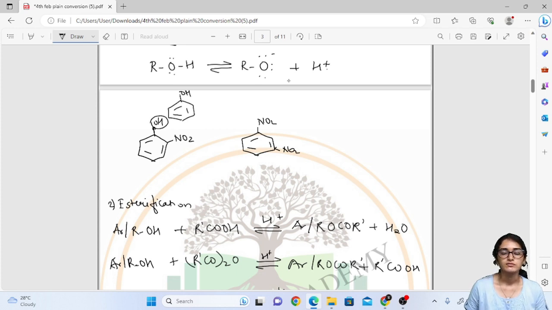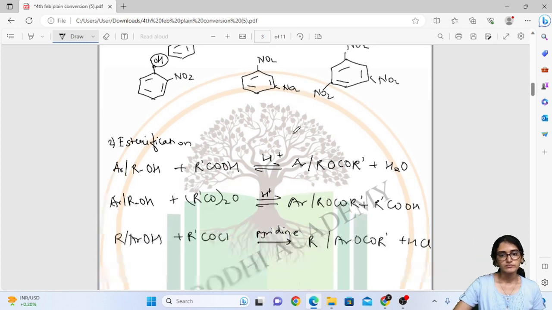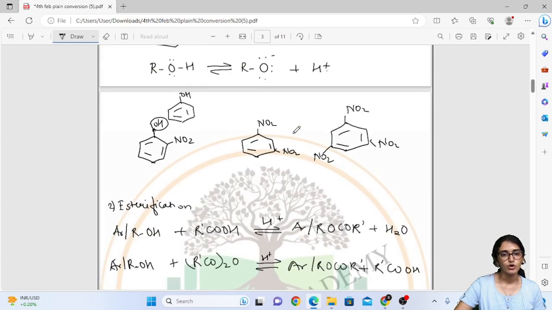So what will happen when we attach a nitro group? The acidity will increase. If we attach more and more nitro groups, acidity will increase more. If I have 2 nitro groups, acidity will be stronger. If I have 3 nitro groups, the acidity will be more. So if I have NO2 and NO2 like this, in this case acidity will be more. As you attach more and more withdrawing groups, acidity will increase. Okay, so this is about the acidity of phenols.